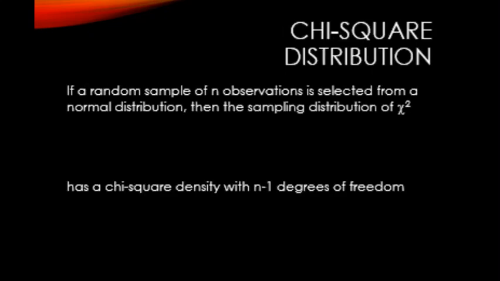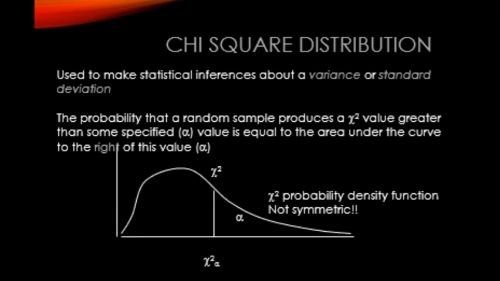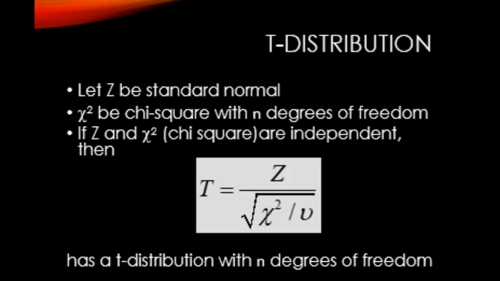So let's look at the chi-square distribution first. If a random sample of n observations is selected from a normal distribution, then the chi-square distribution, this is the sign for the chi-square distribution, relates to the S square and sigma square, so the sample variance and the population variance. This is the shape of this distribution. It is not symmetric. Again, it is used to make inferences about the variance and standard deviation.